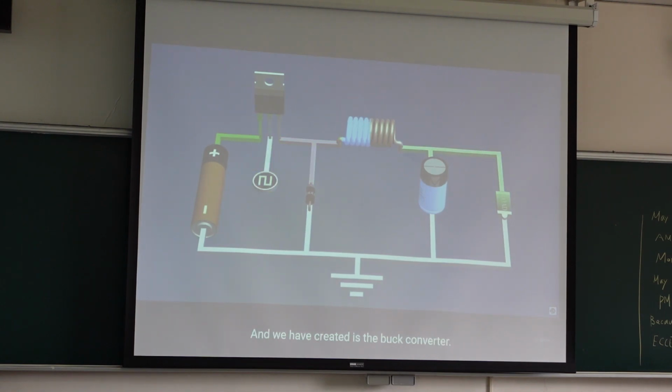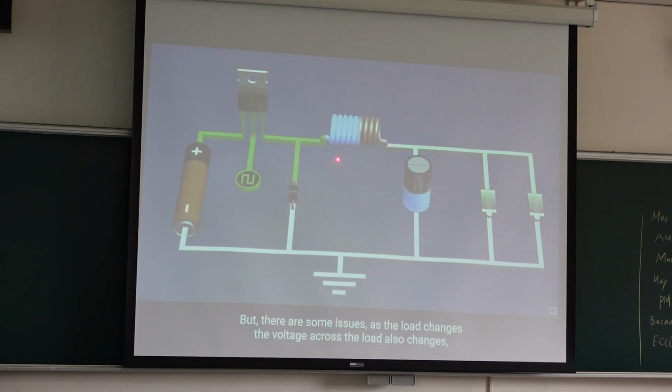And what we have created is the buck converter. So we call this a buck converter. But there are some issues, as the load changes, the voltage also changes. So we need to create a feedback to change the duty cycle of the PWM signal with respect to the load.